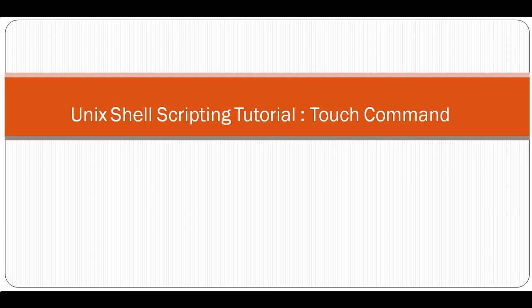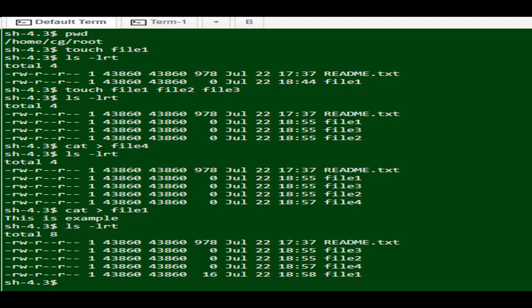Today we will see about the touch command in Unix. To explain the touch command in Unix, I have taken a few examples of different usages of the touch command. The first command is pwd. The pwd command is used to display the current working directory. So I am in the working directory, home cg root directory.